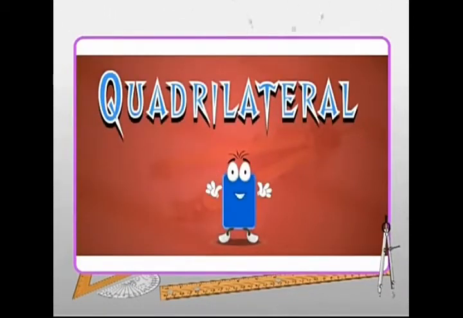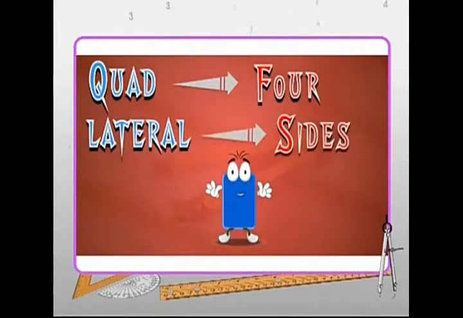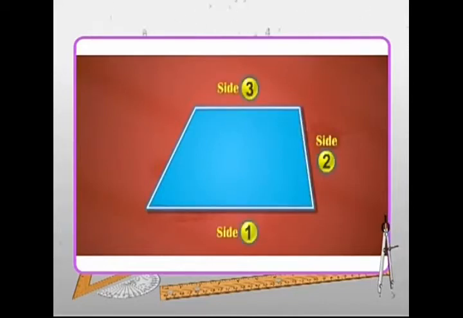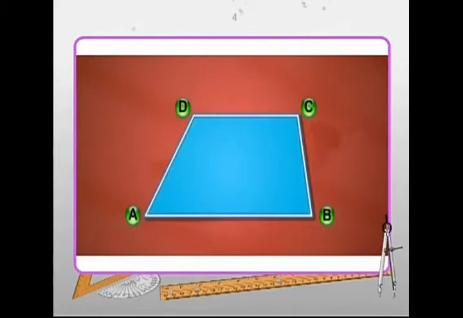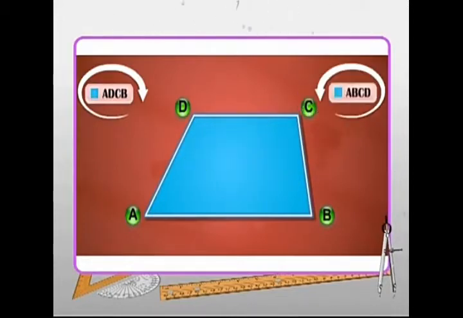You must have heard of the word quadrilateral. Ever wondered what it means? Well, quad means four and lateral means sides. So the word quadrilateral translates to four sides. To elaborate, a quadrilateral is a plane mathematical figure with four sides and four angles. A quadrilateral is named by taking the vertices in order, either in clockwise or in anti-clockwise direction.